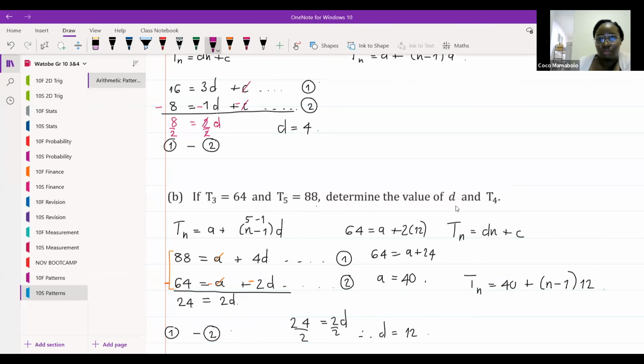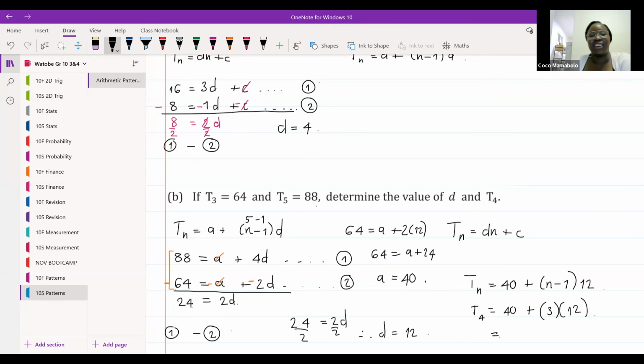So finally we can find T4 using the formula. T4 is equal to A plus open bracket 4 minus 1. We already know what A is. What is A? A is equal to 40. Yes. So we can replace it with 40 plus open brackets 3, then open brackets 12, close bracket.